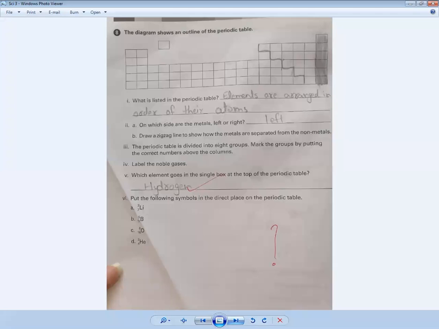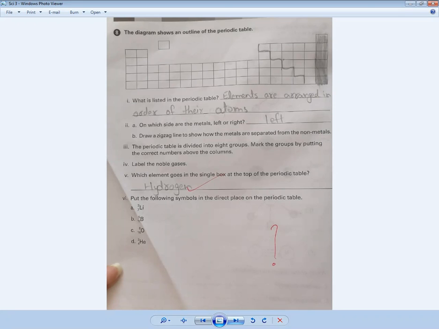Now we will see the question. Question number 1. What is listed in the periodic table? So its answer is very clear to you. Elements are arranged in order of their atomic numbers. We all know, we also discussed the characteristics of the periodic table, that all elements which are put in the periodic table are arranged according to their atomic numbers. Okay. Now after that, there is question number 2, A part. On which side are the metals, left or right?